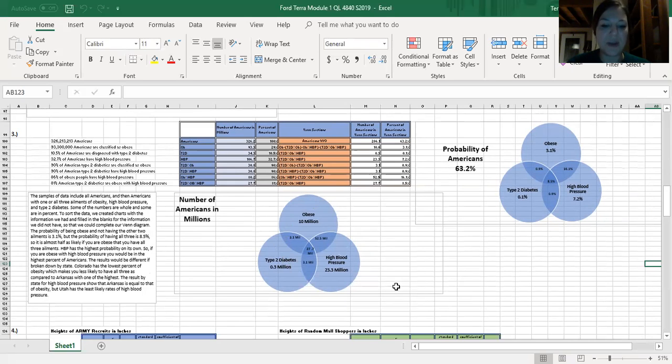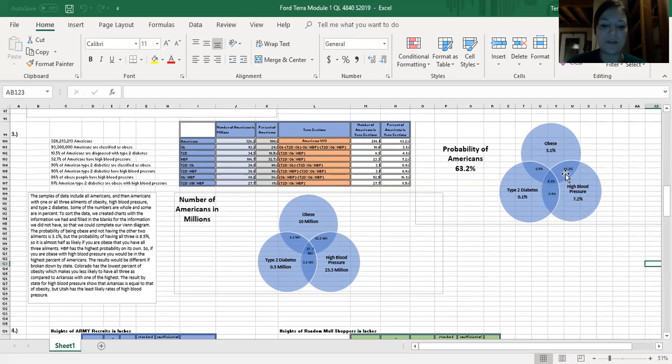The probability of being obese and not having the other 2 elements is 3.1%. So that's this circle right here. But the probability of having all 3 is 8.5%, which was overlapped by all 3 circles in the middle. So it's almost half as likely if you're obese that you'll have all 3 ailments. High blood pressure has the highest probability on its own. So if you're obese with high blood pressure, you would be in the highest percent of Americans right here.